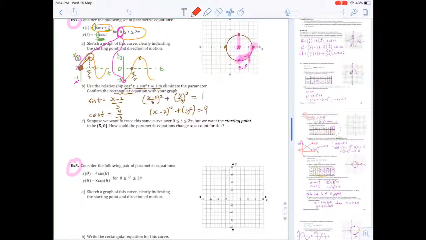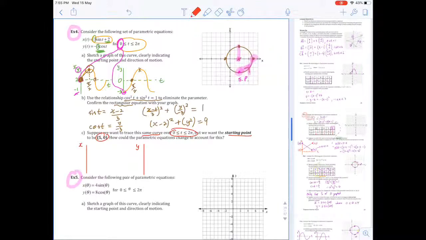Okay, so once again, what I'm going to do this time is I'm going to just relatively quickly resketch my XY graphs because we're now going to modify those graphs. So new instruction, suppose we want to trace the curve. Domain is unchanged. We want the starting point to be 5, 0. And so we're tracing the same curve, the implication being we're also going in the same direction. And so we want the direction to still be counterclockwise.